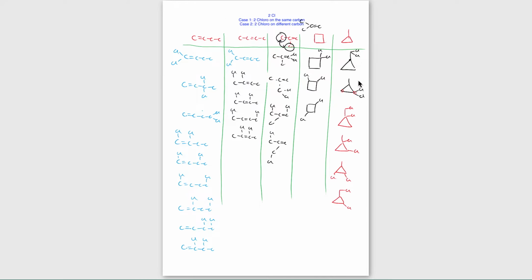Okay, so this one we have 1, 2, 3, 4, 5, 6. 6 different possibilities. So that's all the positional isomers.